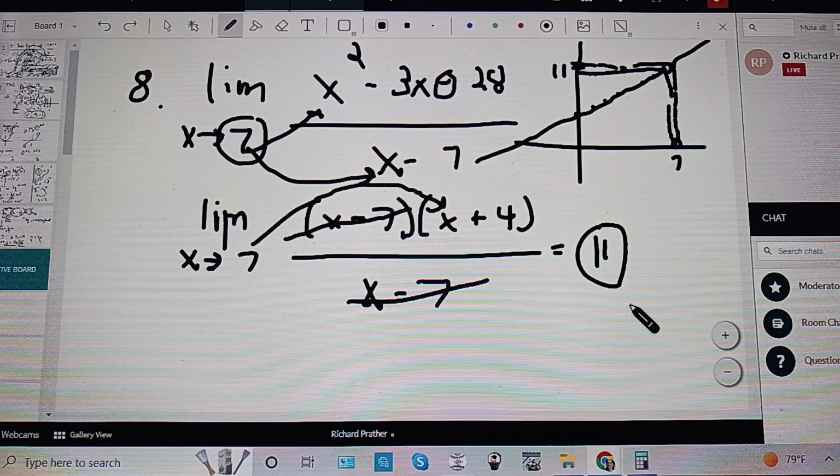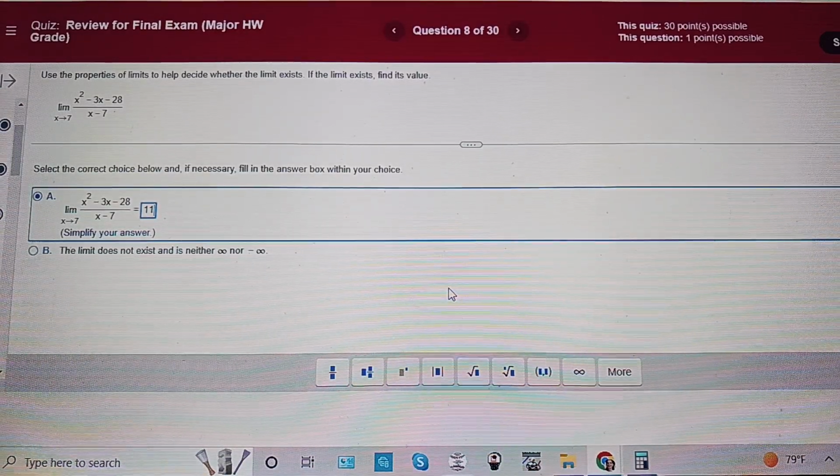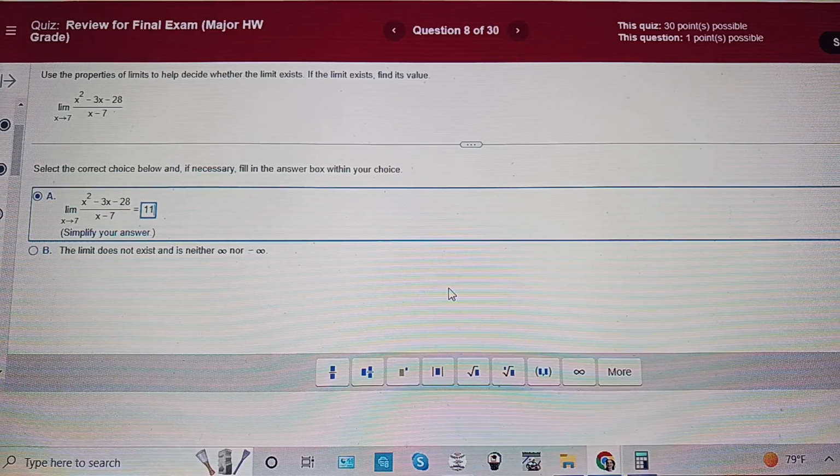Or if you did the table method with a graphing calculator, you would get like 10.99 for the left side and 11.01 for the right side. And that's another way to say the answer is 11. So three different ways that problem could be done. But on a test, it doesn't matter which one you do, but the easiest way is factoring and canceling.